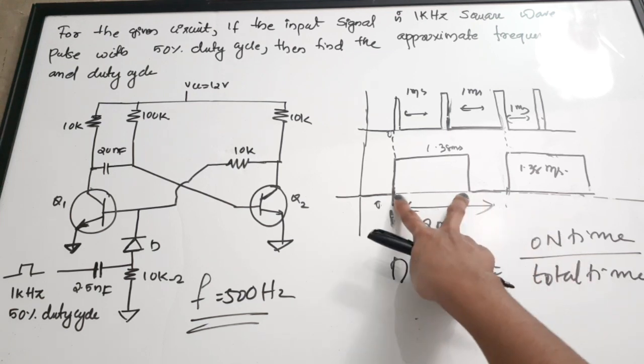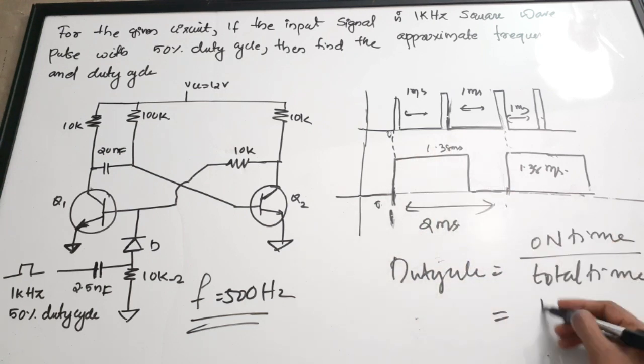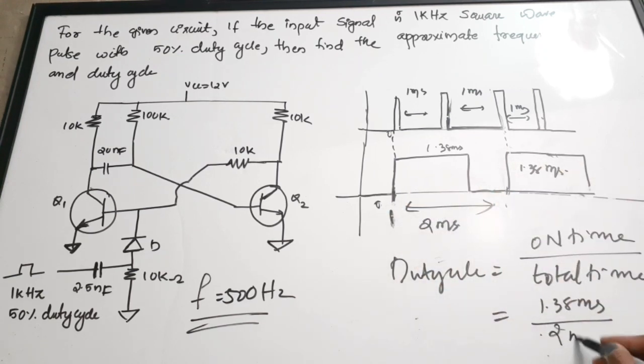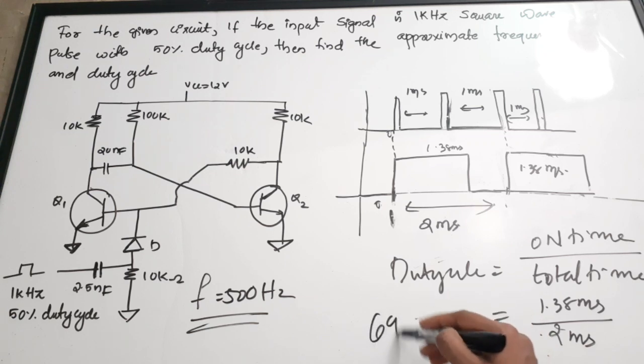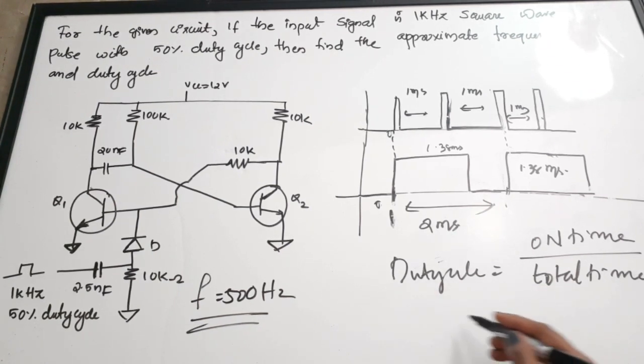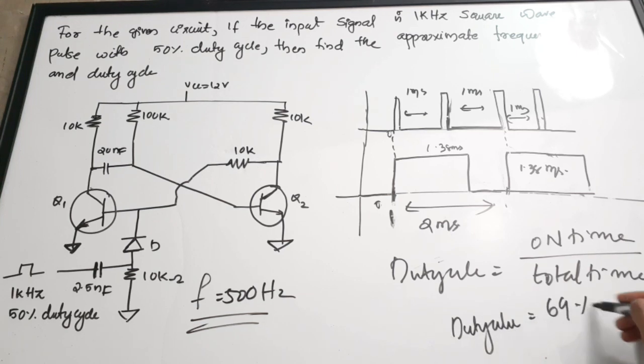On time is this time. During this time only the wave is on. So it is 1.38 millisecond by the total time period is 2 milliseconds. If you solve it, you will be getting the value 69.3%. Okay, so the duty cycle is 69.3%, or you can take it as duty cycle is equal to 69%. Okay, so this is the frequency and duty cycle.